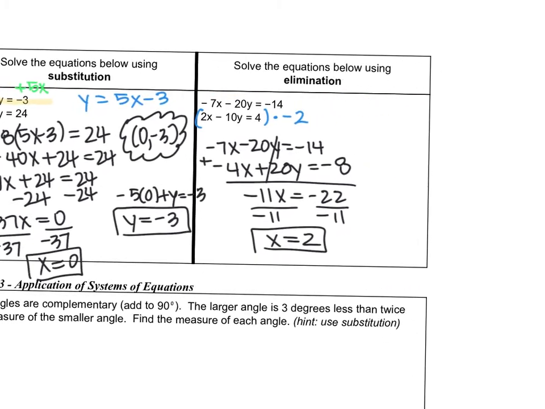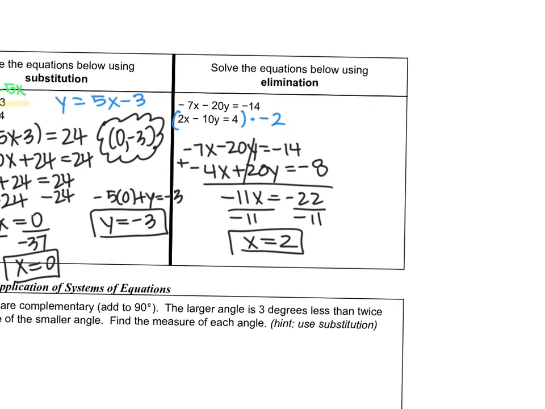So now I need to pick one of the original two equations to plug x into to solve for y. And I'm going to go ahead and use the second equation because there are less negatives than the first. So we have 2 times 2 minus 10y equals 4. So 4 minus 10y equals 4. Subtract 4, we get negative 10y equals 0.